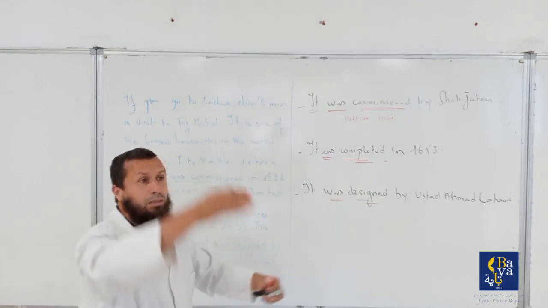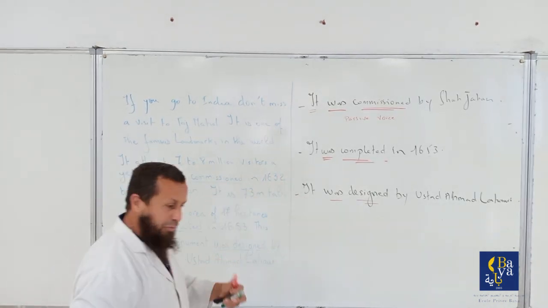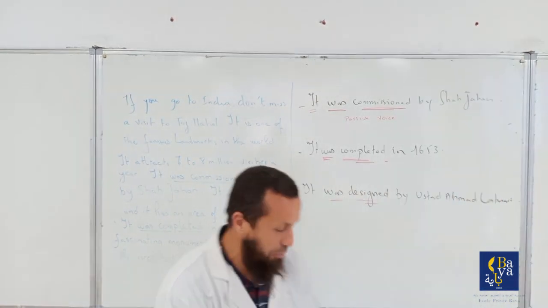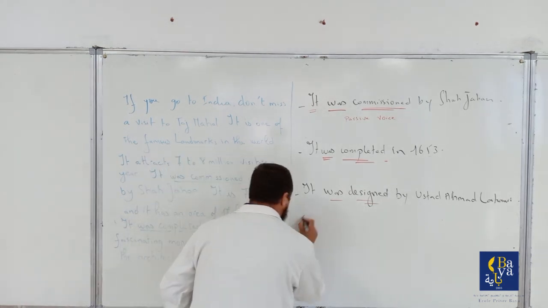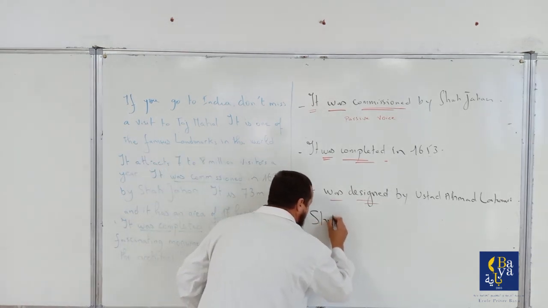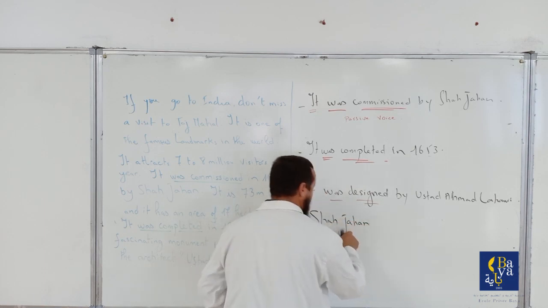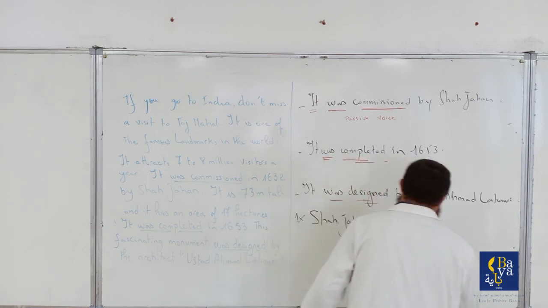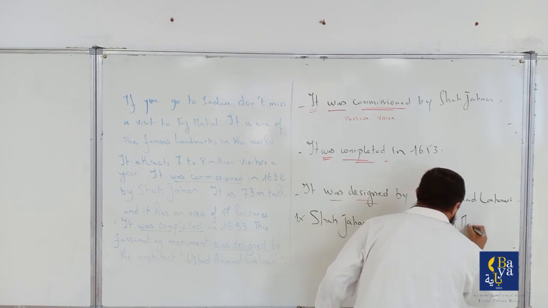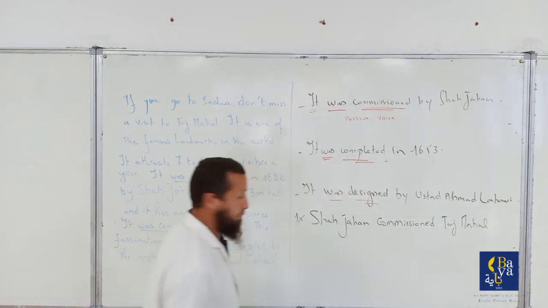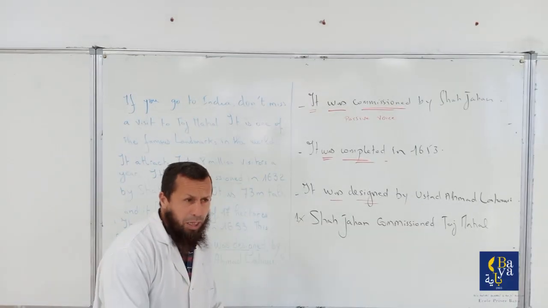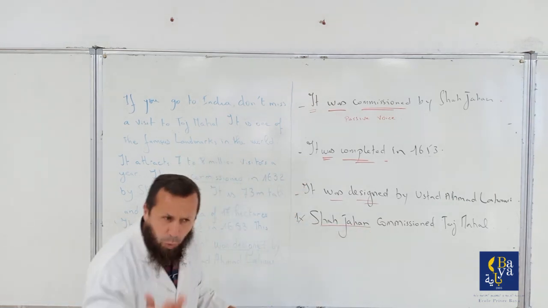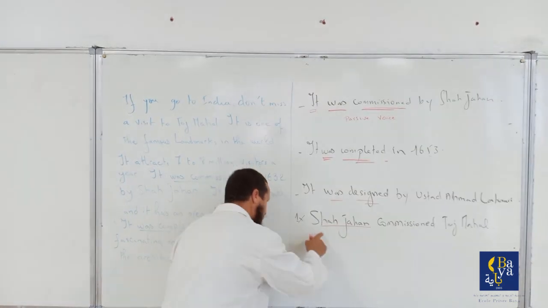If we want to have it in active voice, it means we talk about the subject, we focus on the subject. We say, number one, Shah Jahan commissioned Taj Mahal, construction on Taj Mahal. So here we are focusing, we are stressing the subject. Who did the work? Shah Jahan did the work.